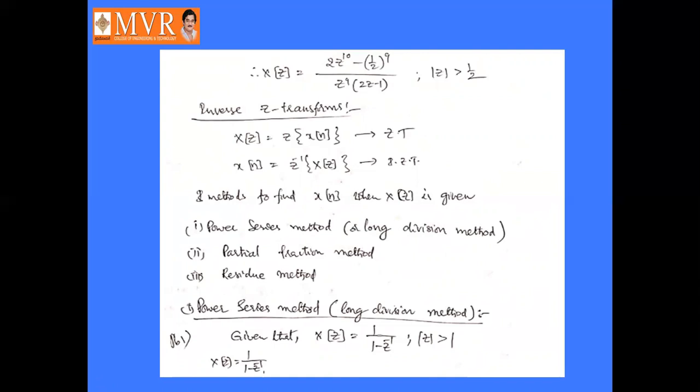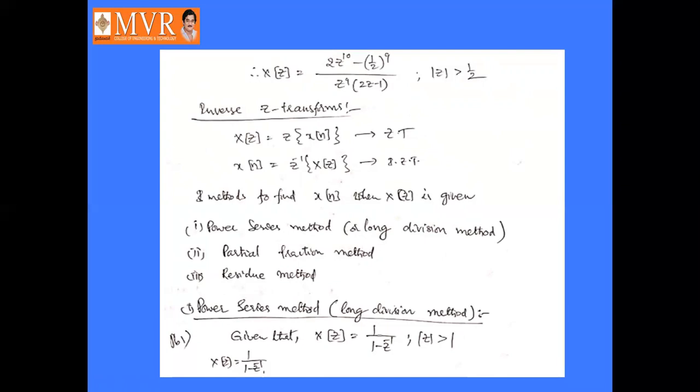This is about the Z transforms and its properties. Right, now coming to the inverse Z transform. Like inverse Laplace transform, we also have inverse Z transform. As we already know, the Z transform of x of n is X of z. Then the inverse Z transform of X of z is nothing but x of n. So x of n equals inverse Z transform of X of z.